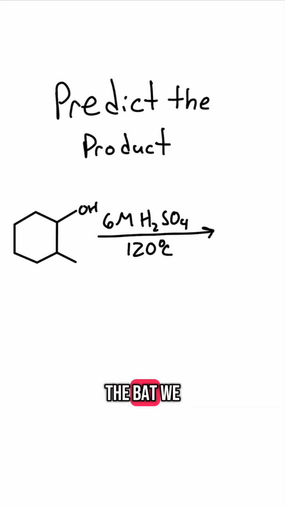So, right off the bat, we have an alcohol. That's the most important part of our starting material. And we see that it's in sulfuric acid, a very strong acid, and it's heated. So right away, the first thing that should come up in your mind is the dehydration of an alcohol. So let's see what that looks like.